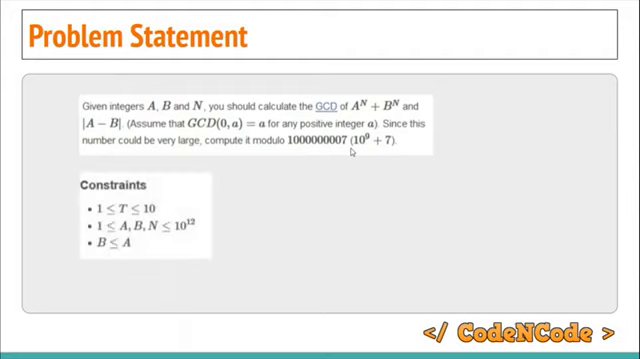If you look at the constraints, there can be as many as 10 test cases, and a, b and n can be as large as 10 to the power 12. And it is also given that a is greater than or equal to b. So their absolute difference would be a minus b.